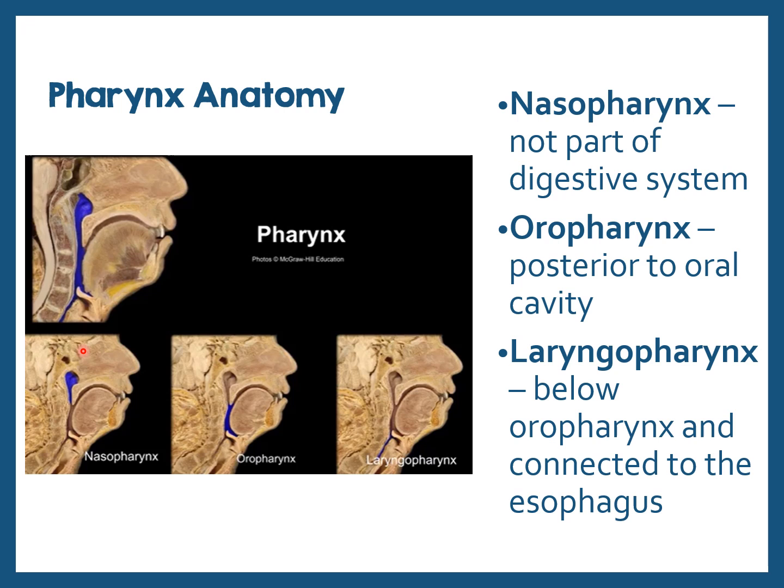The oropharynx is the portion that is by the mouth. You can see this large tongue here, so we know that this area is the mouth and the oropharynx. And then we have the area that is by the larynx, which is the laryngopharynx. So that's below the oropharynx and it's going to be connected to the esophagus.